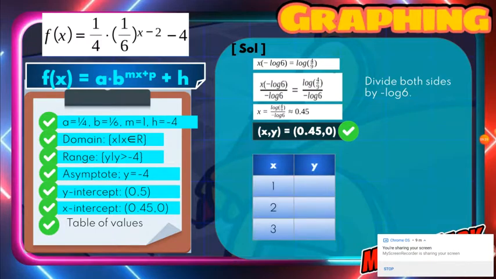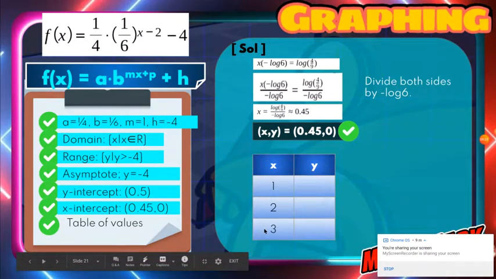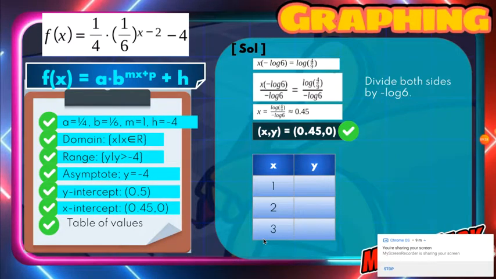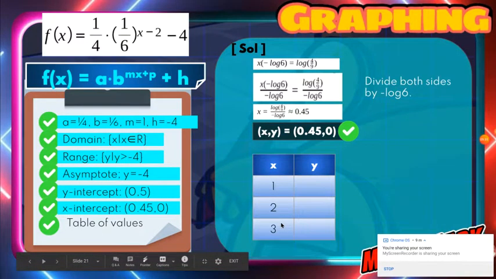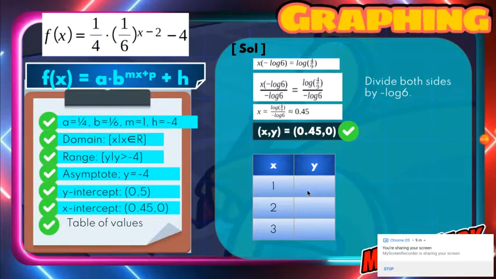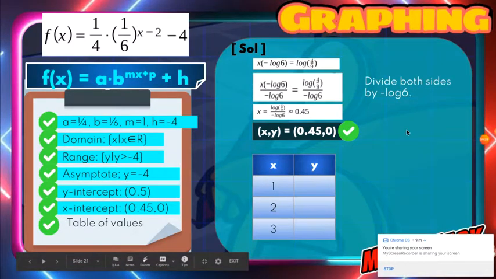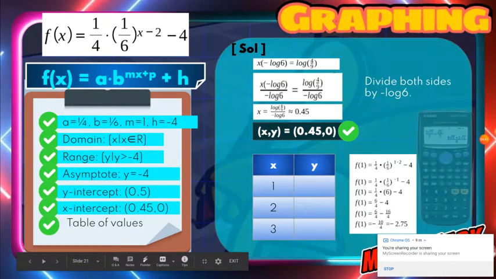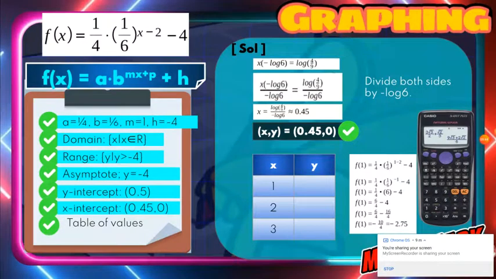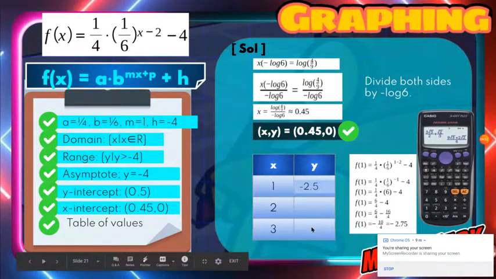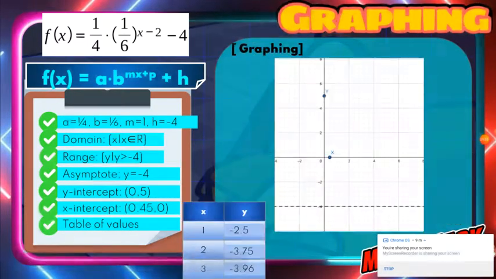For the table of values, we can assign any value for x. Suitable values, I would recommend that the values you will use for x will not give a very large value for y. We use only small numbers to make our lives easier. We can do it manually or by use of a calculator. That is why the values of y when the values of x are substituted are the following. And hence we are complete with our checklist.